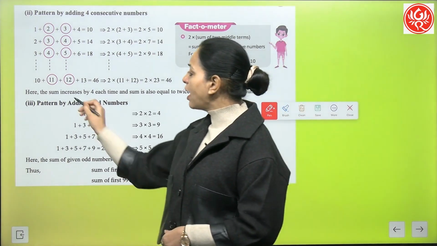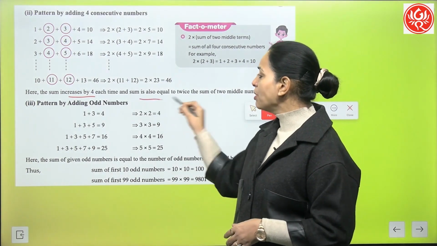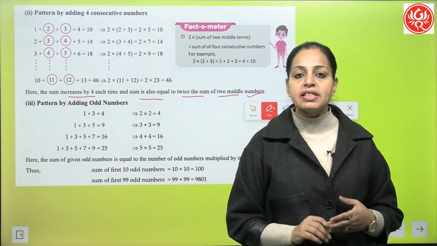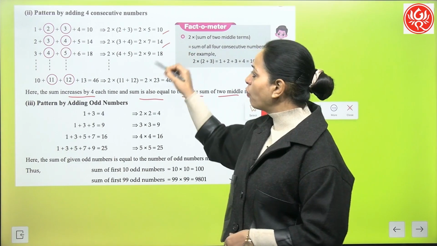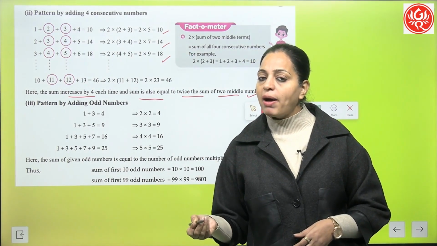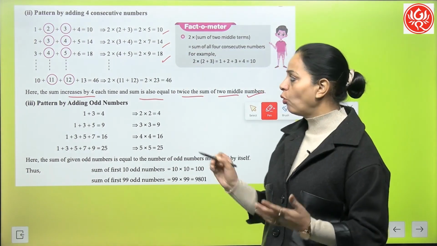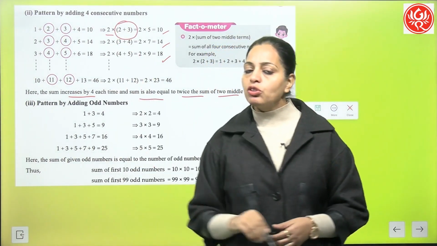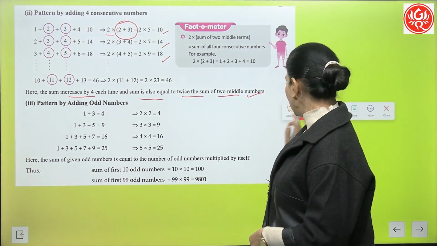So here the sum increases by 4 each time, and the sum is also equal to twice the sum of the two middle terms. You can see here, first sum is 10, then 14, then 18. It means the sum is increasing by 4 in each step, right? And you know very well, it is equal to 2 into the sum of the two middle terms, right? So I hope this is clear to you.